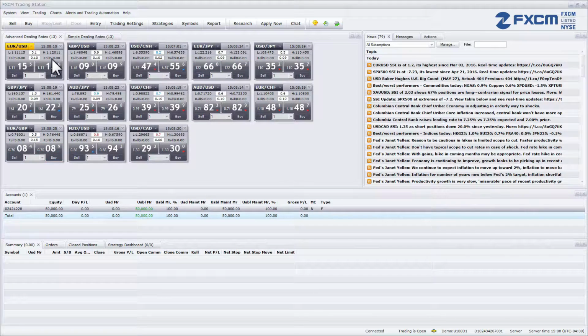At the very bottom of the quote box, you can select the trade size for one-click trading. This will be set to the base unit size of your account by default. You can only change the trade size here if you are using one-click trading. That covers the Advanced Dealing Rates window.